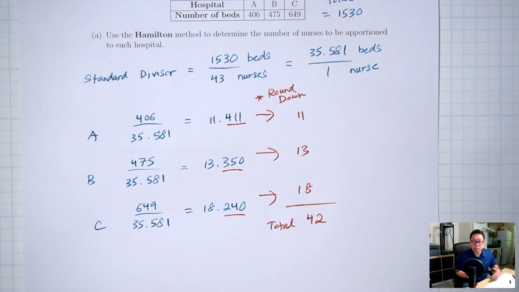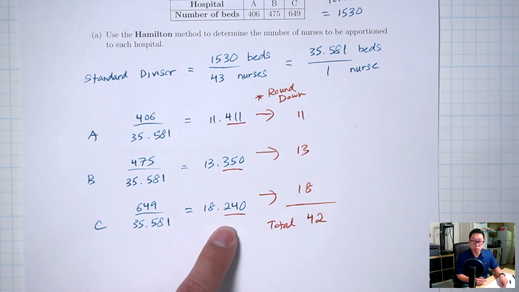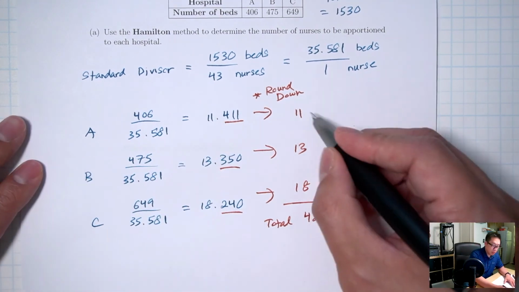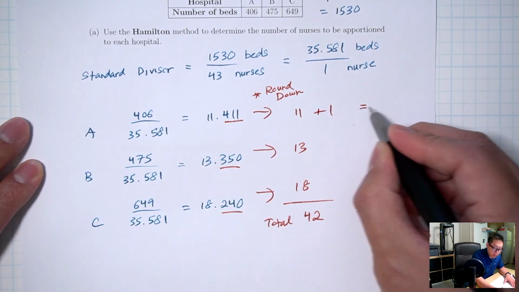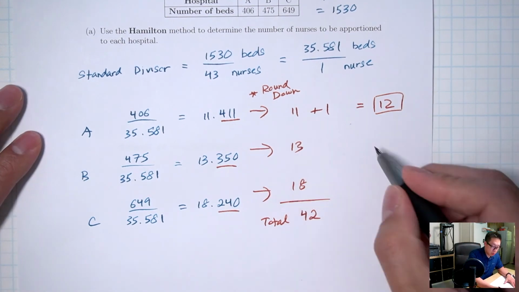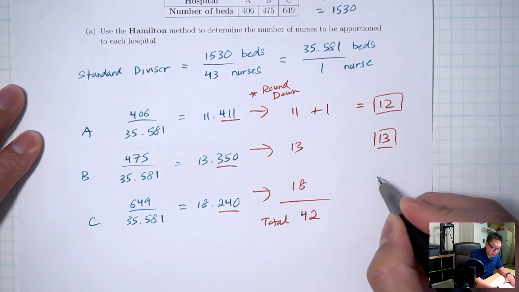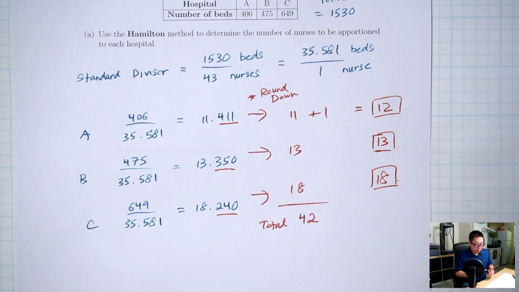So whoever has the highest decimal part will get the extra. .411 versus .350 versus .240, which means the .411 is going to get it. So hospital A is going to get an extra, and they'll be at 12. And we only had 1 extra to give, so this will be 13, and this will stay 18. And that's the Hamilton method.